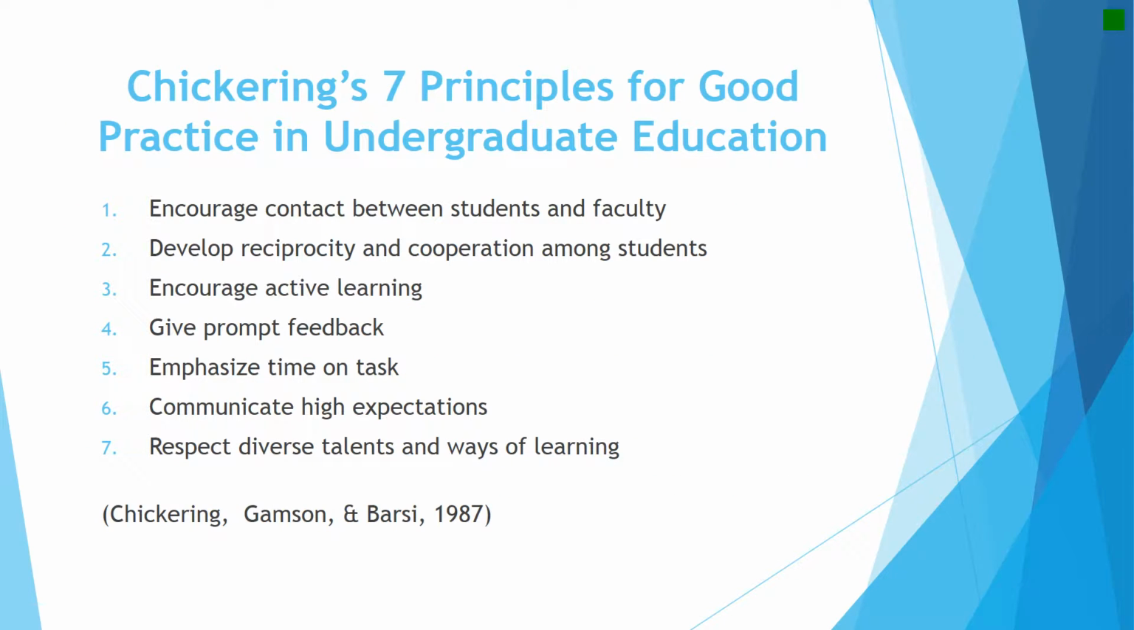In addressing the issue of how online faculty can address the specific problems presented by underprepared college students, we first look back at what strategies have proven effective for college faculty generally. Therefore, we need to touch on Chickering's 7 principles for good practice in undergraduate education. They are: encourage contact between students and faculty, develop reciprocity and cooperation among students, encourage active learning, give prompt feedback, emphasize time on task, communicate high expectations, and respect diverse talents and ways of learning.